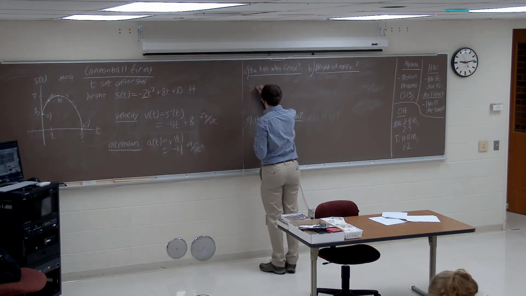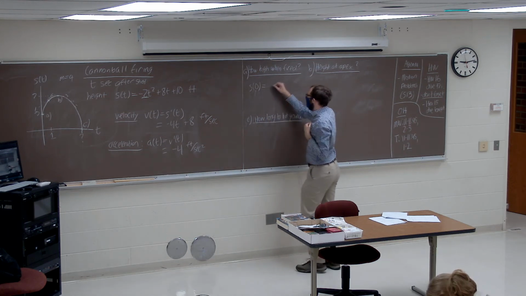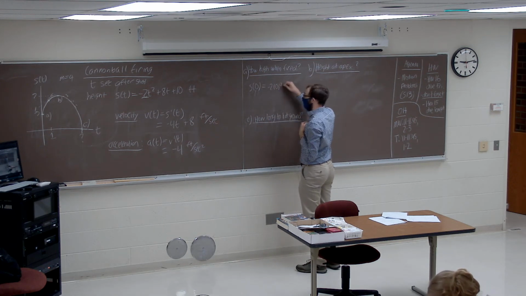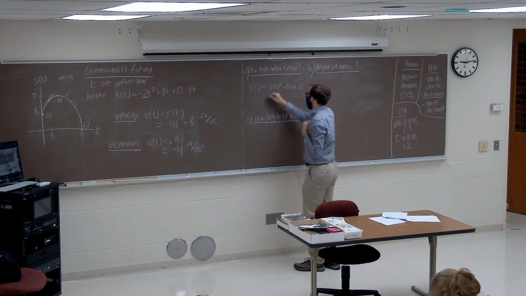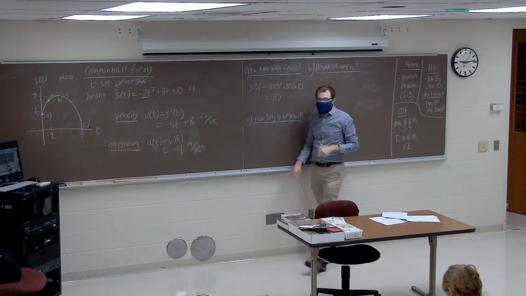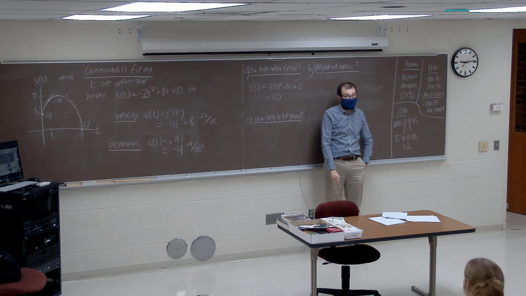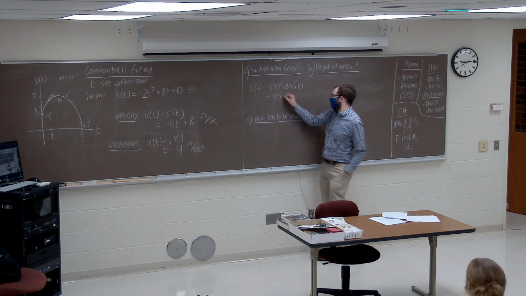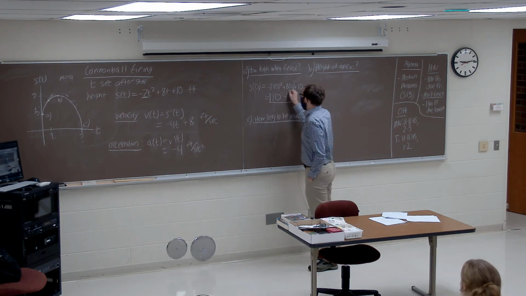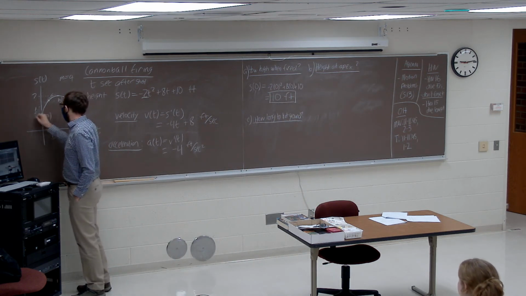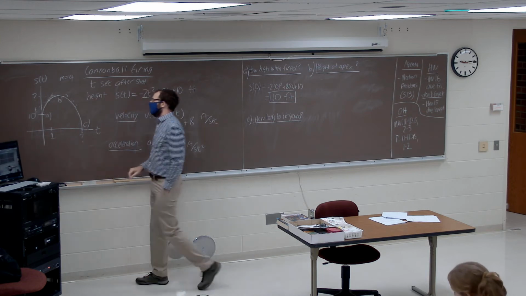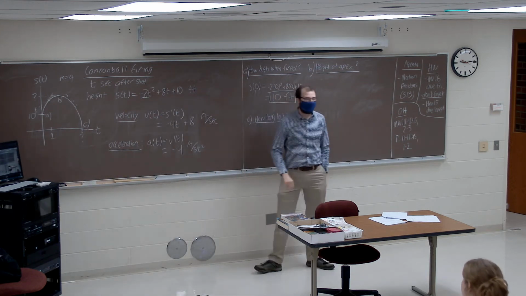So if we do that, we'll get s of 0, which is negative 2 times 0 squared, plus 8 times 0, plus 10, which is indeed going to give us 10 feet. 10 feet. I like it. So in other words, we know the height at this point in time is just going to be 10 feet for part A.